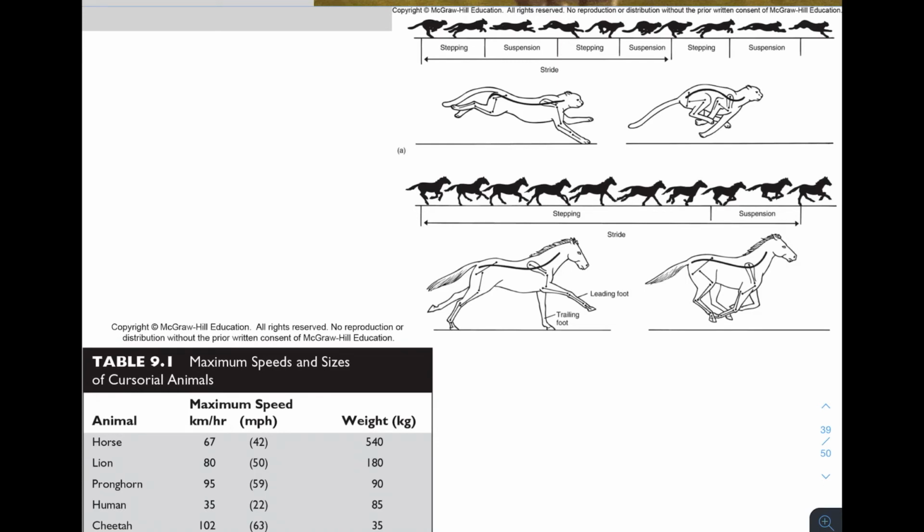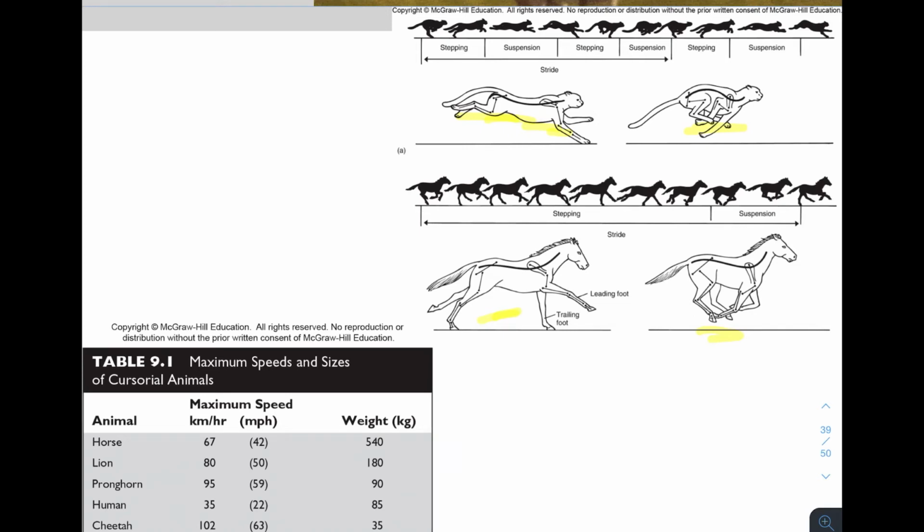Here we want to compare the cheetah's gait to that of the horse. And what we want to point out is, first of all, how extended the cheetah is and how flexed it gets versus the horse, which does not seem to get that extreme flexion and extension.